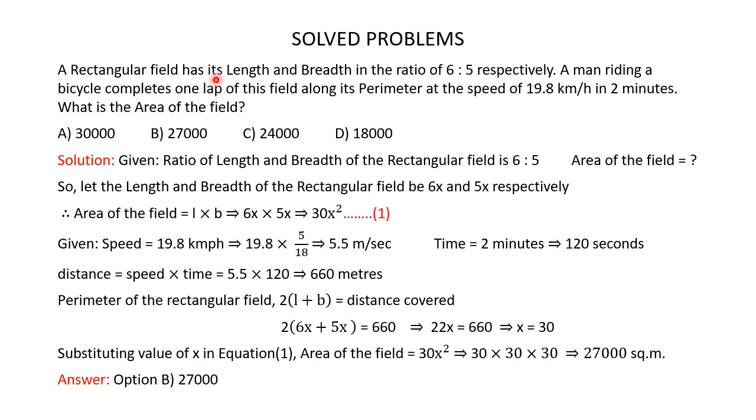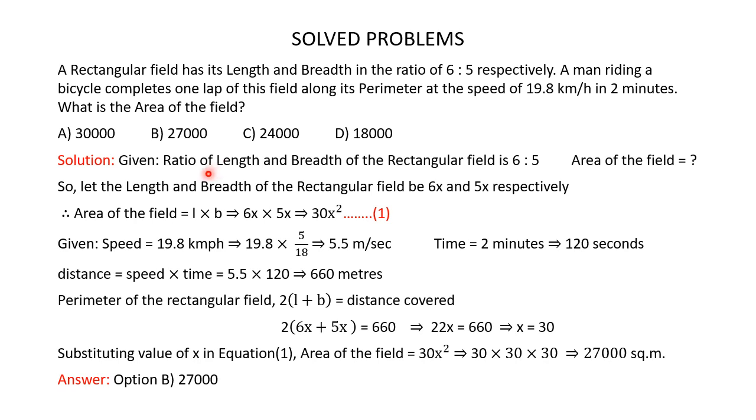A rectangular field has its length and breadth in the ratio of 6:5 respectively. A man riding a bicycle completes one lap of this field along its perimeter at the speed of 19.8 kilometers per hour in 2 minutes. What is the area of the field? Here you are given four options and you have to find out which of these options is the correct one. So here you are asked to find the area of the rectangular field.